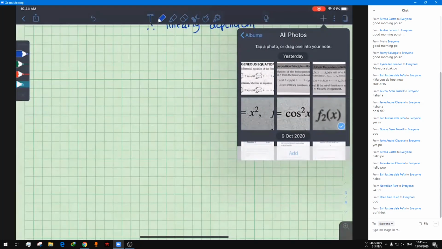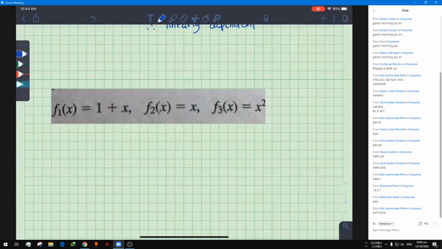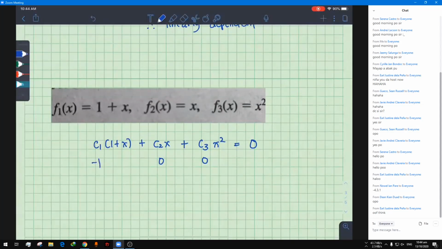Example, this one. We have C1 times 1 plus x, plus C2x, plus C3 x squared equals 0. We could make C2 and C3 zero, but the problem is, no matter what you multiply here, a 1 remains. I could multiply by negative 1 here and positive 1 for this one, leaving negative 1 minus x plus x. The x cancels out, but a negative 1 still remains.